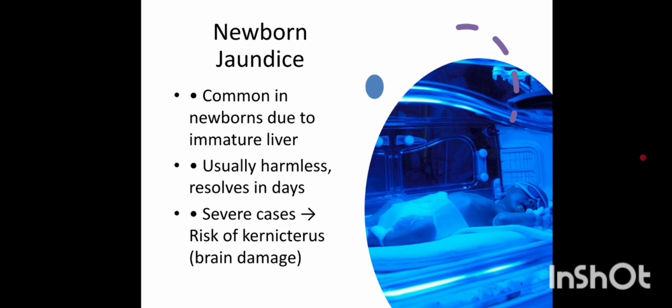Here comes the magic of light. Alright, this is where things get mind-blowing. When we expose babies to blue light, something amazing happens. The light transforms unconjugated bilirubin into a water-soluble form that can be excreted directly without the need of the liver. This means we can bypass the liver's slow processing system and help babies clear out excess bilirubin naturally.